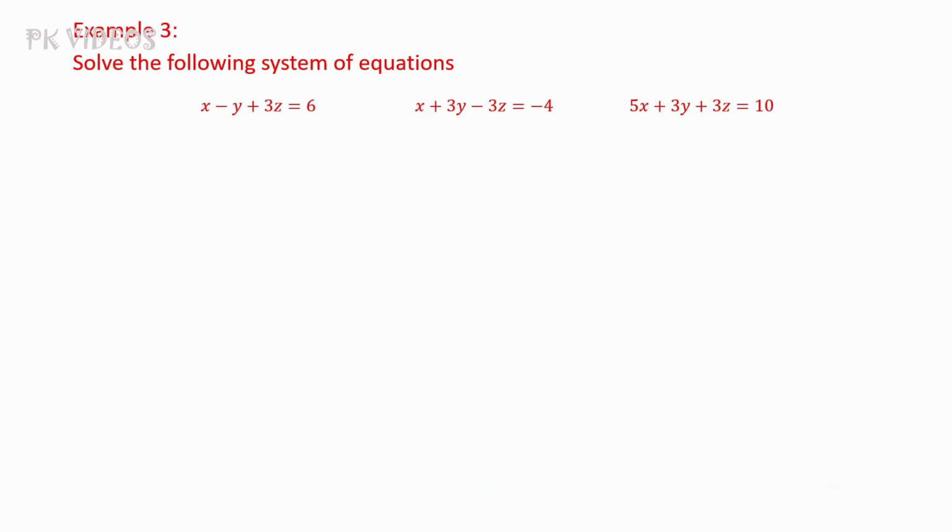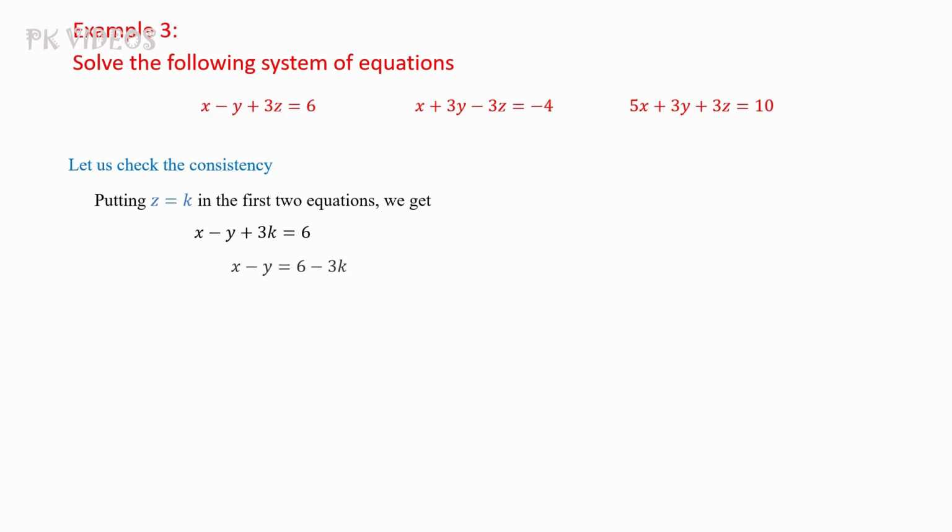To see this, let us check the consistency. Putting z is equal to k in the first 2 equations, we get x minus y plus 3k is equal to 6. In place of z, we are replacing it with k. We take the plus 3k to the right hand side and we get x minus y is equal to 6 minus 3k. This is the first equation.